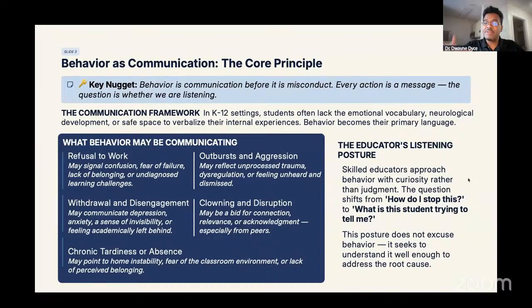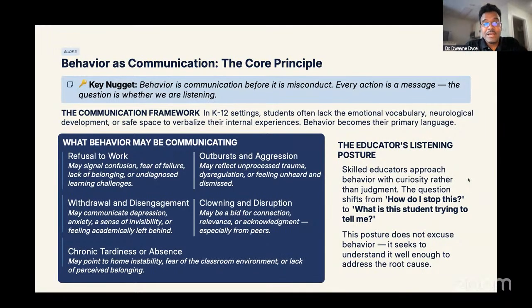What is behavior saying to us in the classroom? Whether you're from a school where the students are kicking the chairs or doing whatever, what is that behavior saying to us? And if students sit down and are very quiet and feel intimidated, don't want to move because they don't want to get the teacher on their case, what is that behavior saying to us about the students? Every action is a message. The question is whether we are listening.